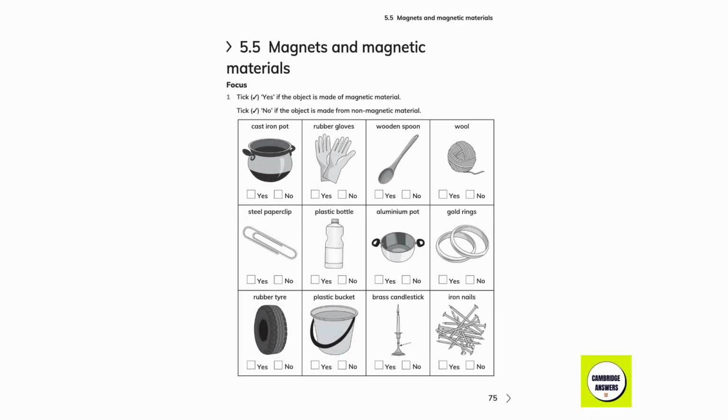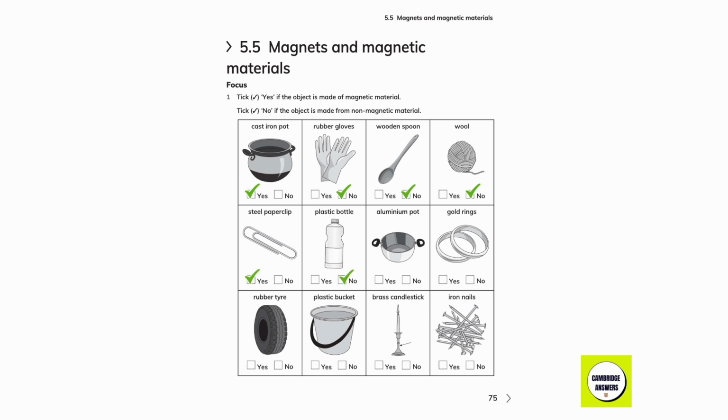Exercise 5.5 Magnets and magnetic material. Tick yes if the object is made of magnetic material. Tick no if the object is made from non-magnetic material. Cast iron pot. Yes. Rubber gloves. No. Wooden spoon. No. Wool. No. Steel paperclip. Yes. Plastic bottle.